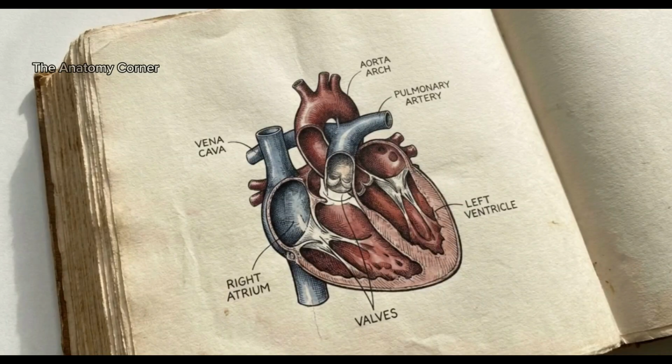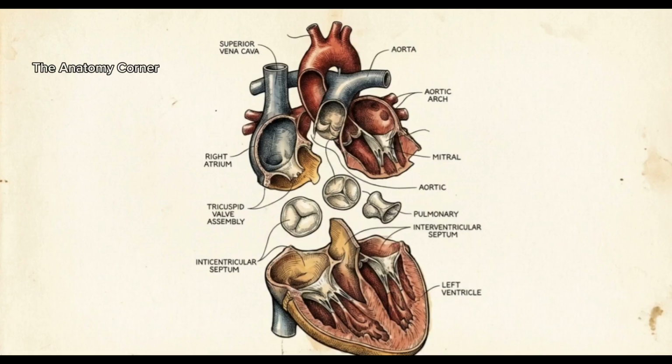Textbook diagrams often flatten this complex geometry. To actually understand clinical cardiology, we have to look past two-dimensional memorization. We need to systematically assemble the mechanical architecture of this organ from first principles, layer by layer. We begin construction with the internal dividing walls.